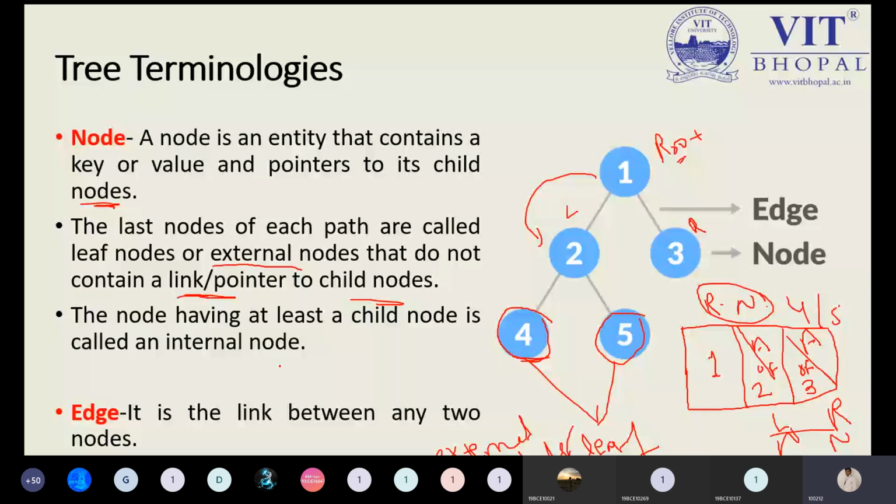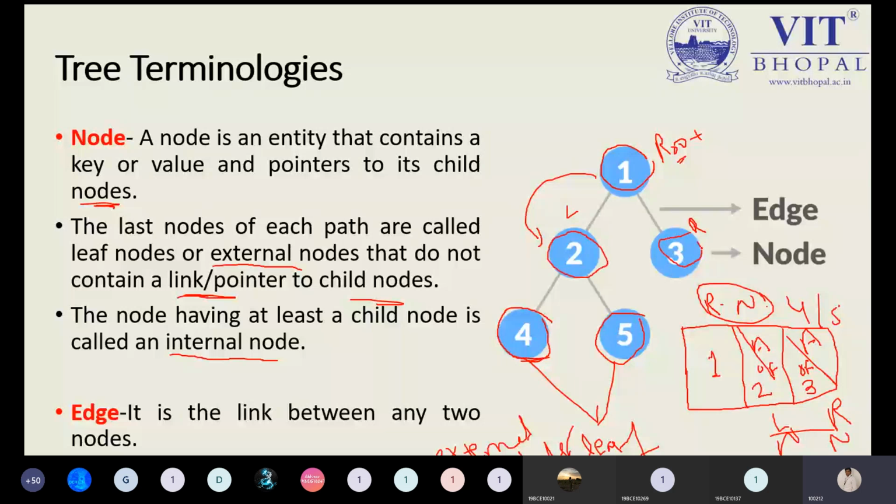So definitely the question comes to mind: we are talking about external nodes, so what is meant by an internal node? An internal node is a node which has at least one child node. Take this tree: one is the root node, and it has child nodes, so it is also recognized as an internal node. 2 and 3 are also recognized as internal nodes.